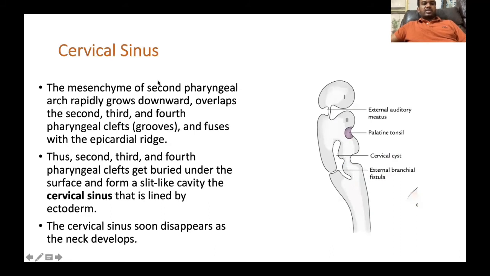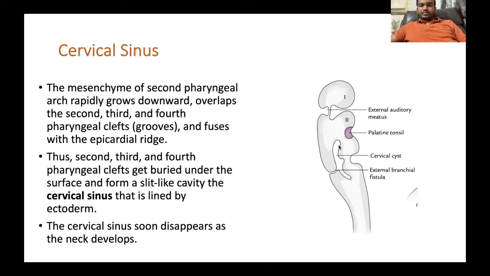There is one structure which is called the cervical sinus. So what is this cervical sinus? The mesenchyme of the second pharyngeal arch rapidly grows downwards and overlaps the second, third, and fourth pharyngeal clefts and fuses with the epicardial ridge. Thus, the second, third, and fourth pharyngeal clefts are buried under the surface and form a slit-like cavity called the cervical sinus that is lined by ectoderm.